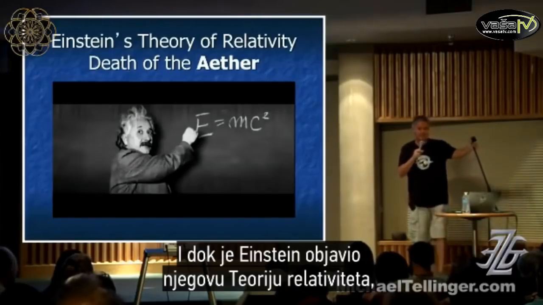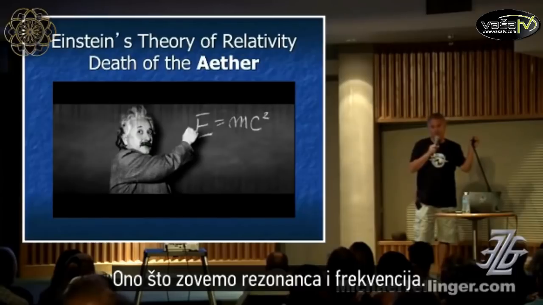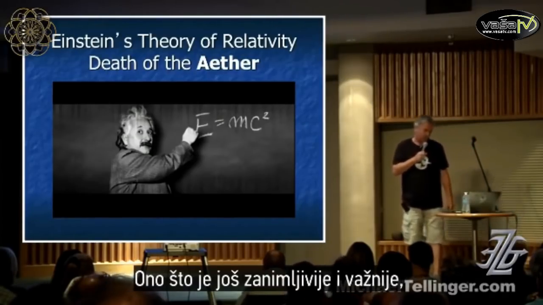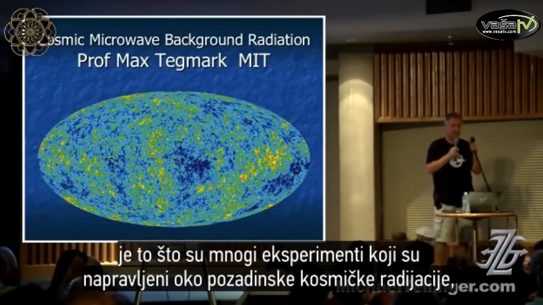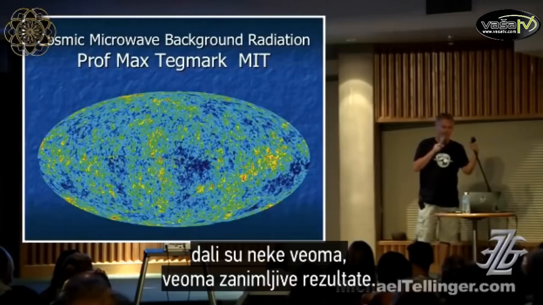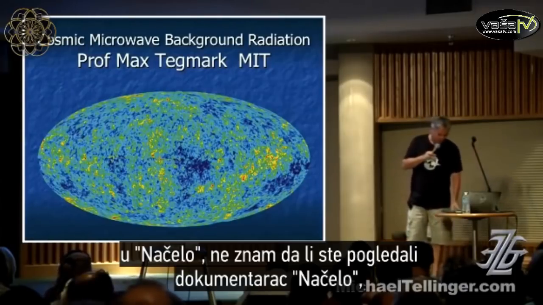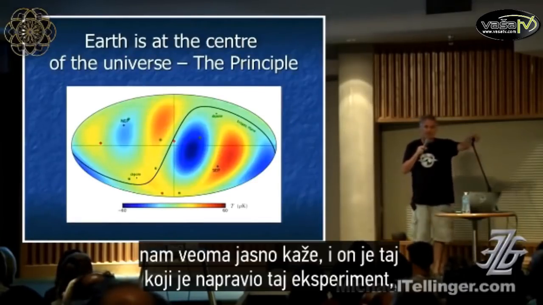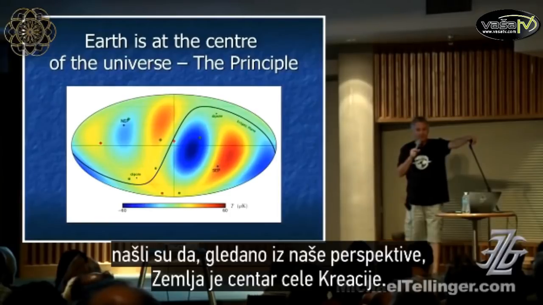And then by the time Einstein released his theory of relativity, that was the final death knell for the ether, or the theory of the ether, or as we call it, resonance and frequency. What's even more interesting and important is that the many experiments done with the cosmic background radiation over the years have brought back some very interesting results. Max Tegmark from MIT, in The Principle, a documentary, I don't know if you've seen it, very clearly tells us, and he's the guy that drove that experiment, they found that from our perspective, the Earth is the center of all of creation.